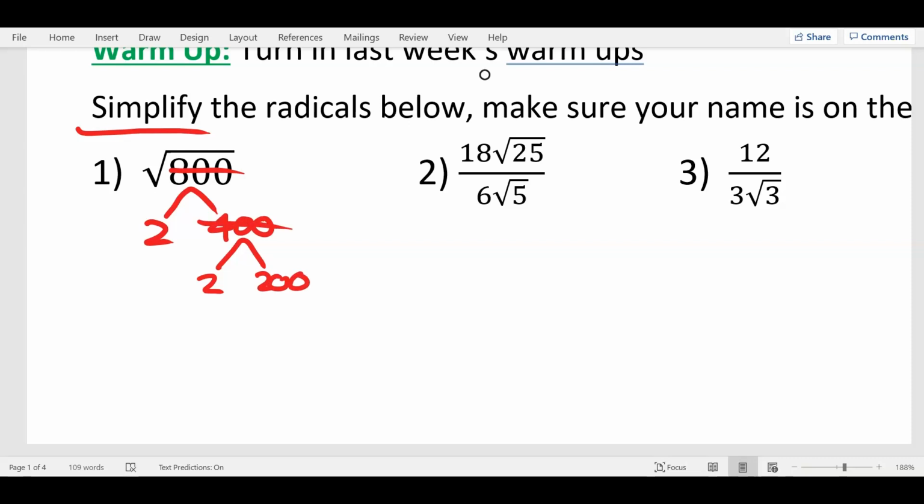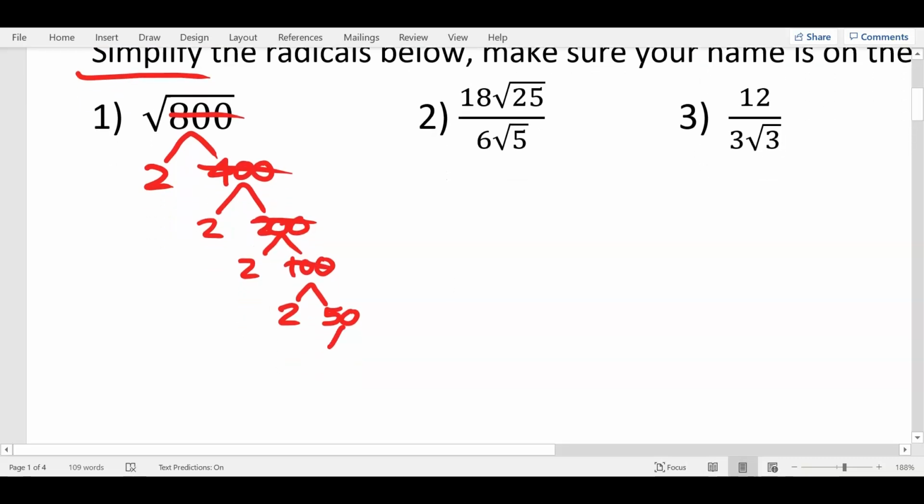All right, and then 200, once again, it's even. Let's break it down again. 2 times 100. You see the pattern here. So 100, it's even. 2 times half of 100 is 50, and then keep going. 50 is also even. 2 times what? 25. Now, we finally get to a number that's not even.